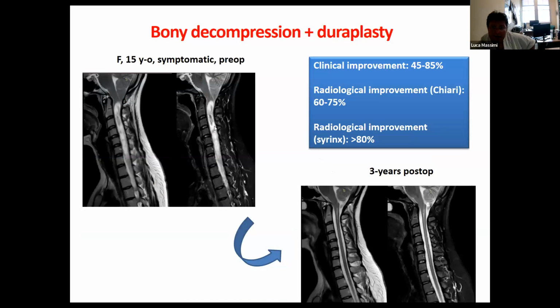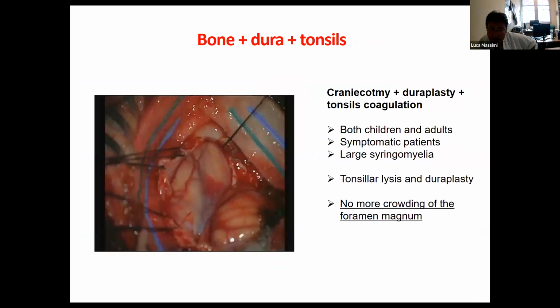This is one case of our series, for example. As you can see, the operation is really effective in reducing the syringomyelia, and also, according to the literature, there is a good improvement of the symptoms, but also of the radiological features, both for Chiari and in particular for syringomyelia.